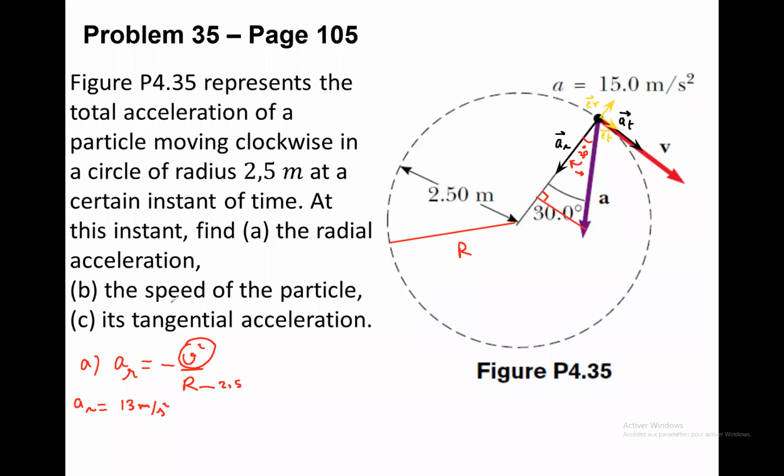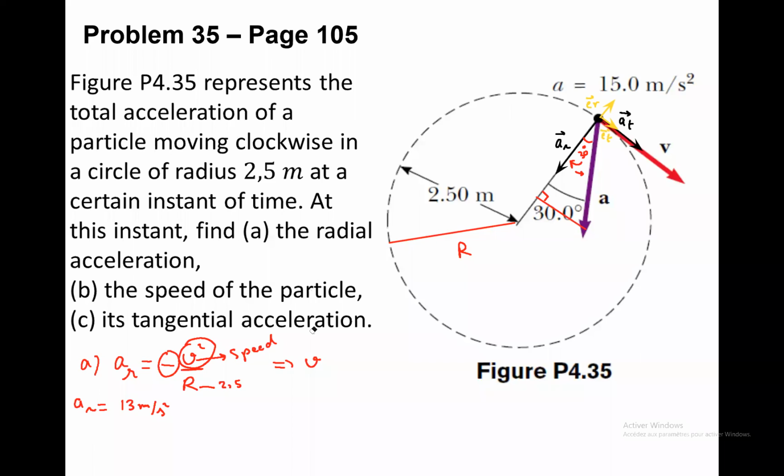Now part B, find the speed of the particle. The speed of the particle means we have to find this value. This is the speed. To calculate the speed, we use this equation. Why the negative sign? It's just the direction.